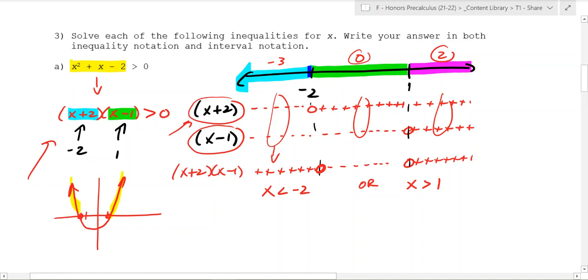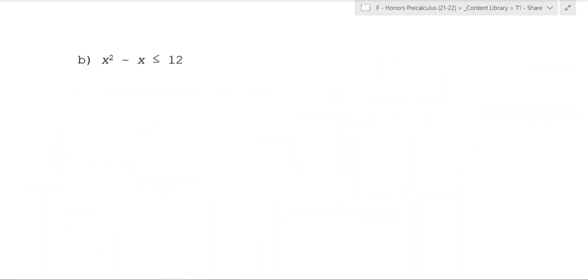So that's the inequality notation, and the way you can do it in interval notation is negative infinity all the way up to -2, not inclusive because 0 is not positive, and then union of 1 to infinity. The key is to make this chart to carefully go about figuring out if it's positive or negative in each case. The only thing that changes here is we have to put everything on one side first, so it's going to be like this, and then you factor.